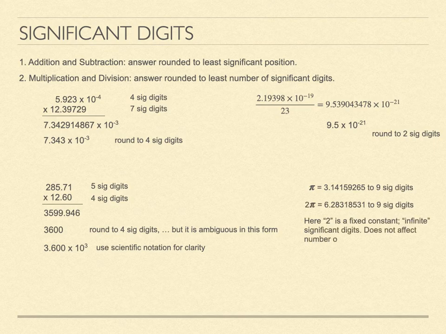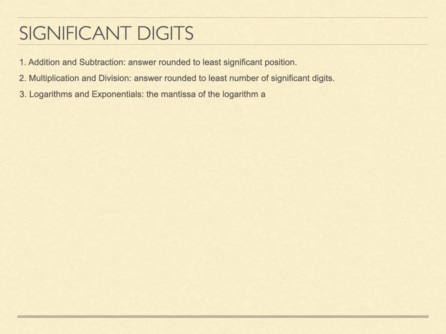There are numbers that are not measured, and the concept of significant digits doesn't really apply. These are the fixed constants that often appear in equations. Kinetic energy is 1/2 mv squared. The 1/2 does not contribute to the discussion of the answer's number of significant digits. Just as 2 pi's digits are controlled by how many we want to use from pi, not from the number 2. And logarithms and exponentials.